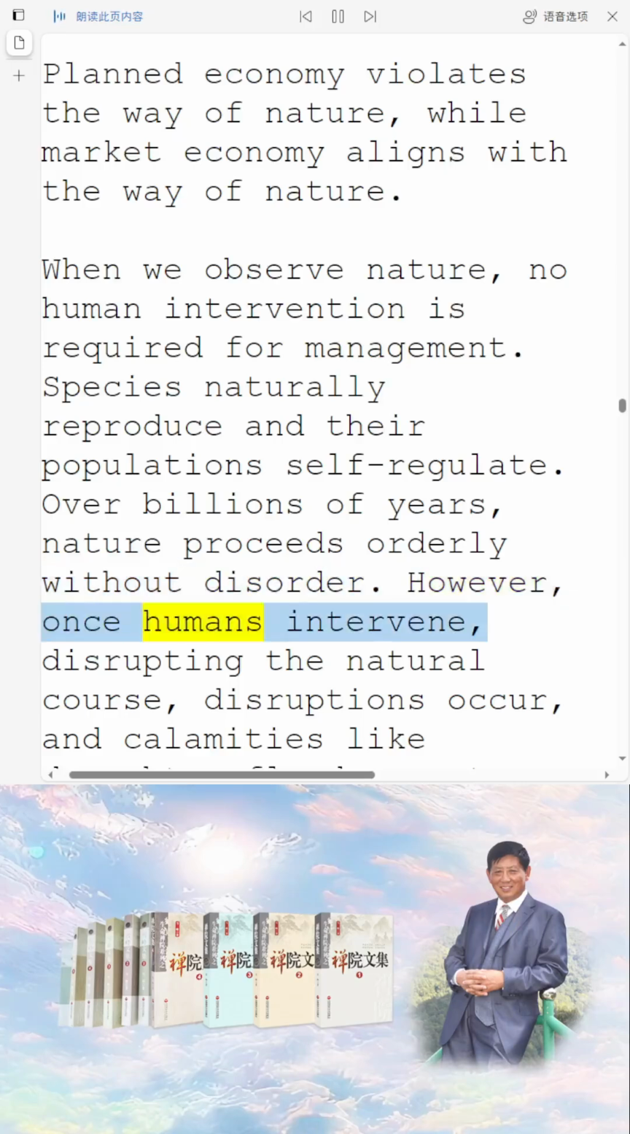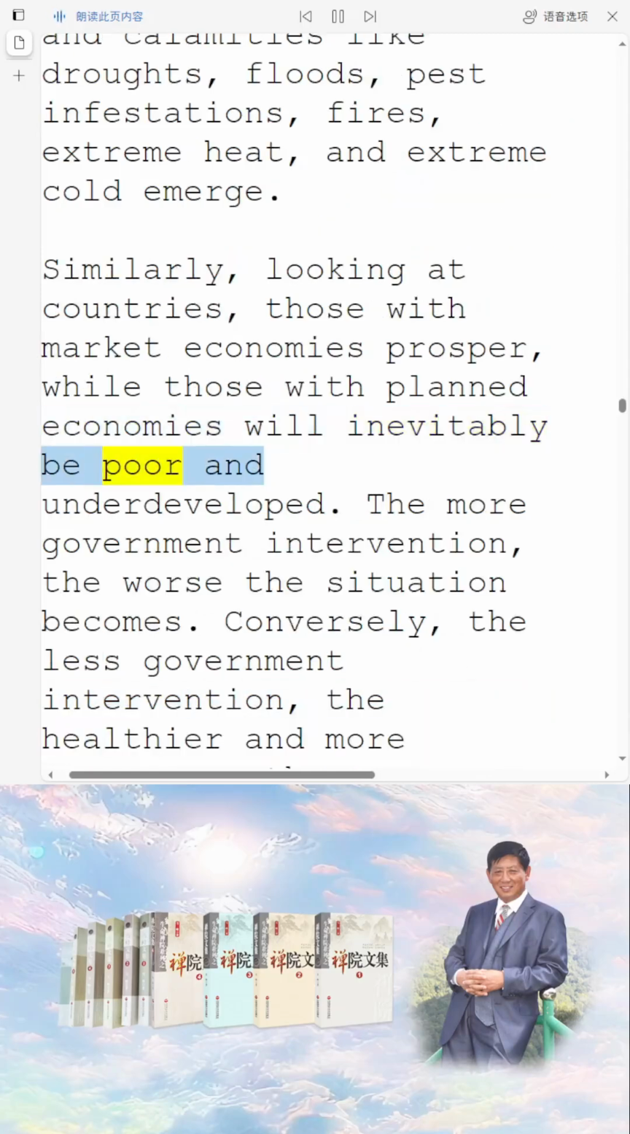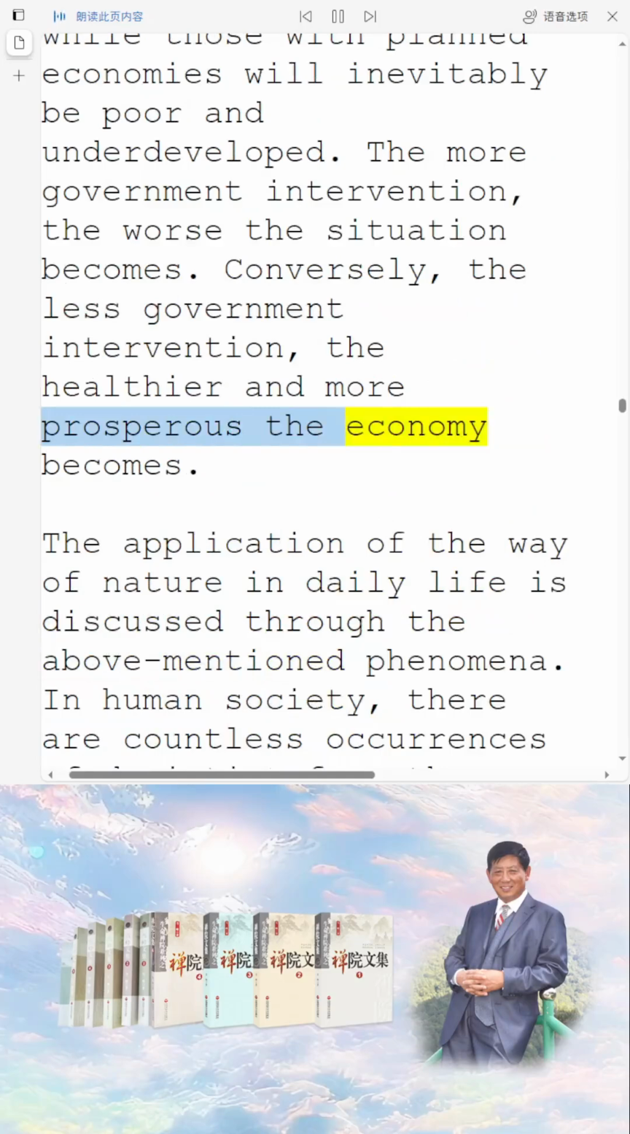However, once humans intervene, disrupting the natural course, disruptions occur, and calamities like droughts, floods, pest infestations, fires, extreme heat, and extreme cold emerge. Similarly, looking at countries, those with market economies prosper, while those with planned economies will inevitably be poor and underdeveloped. The more government intervention, the worse the situation becomes. Conversely, the less government intervention, the healthier and more prosperous the economy becomes.